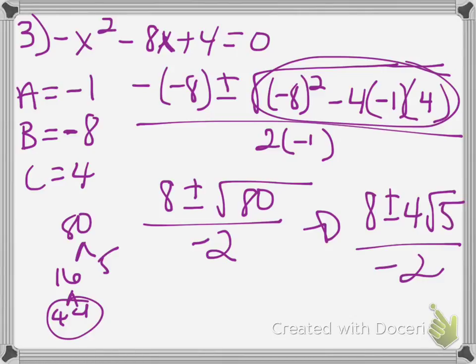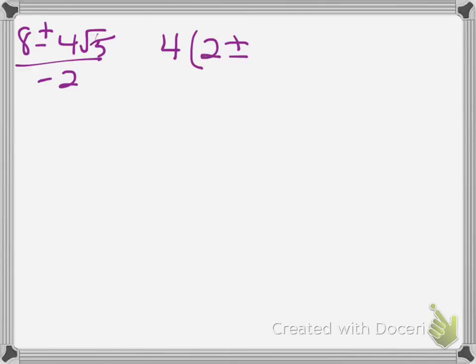Okay, so looking here, first what I'm going to do, let me move on to that next page where I have 8 plus or minus 4 square root of 5 all over negative 2. I'm going to go ahead and see if I can factor out a GCF in the numerator, which I can. I can actually factor out a 4. So I have 4, and then I've got 2 plus or minus, that's just going to be a 1, square root of 5 all over negative 2.